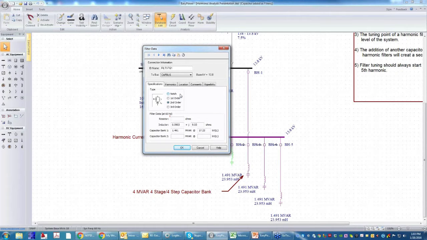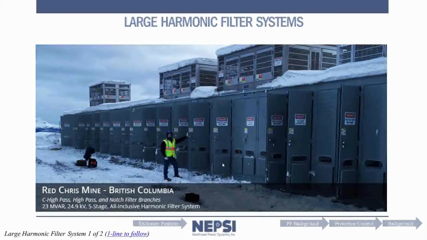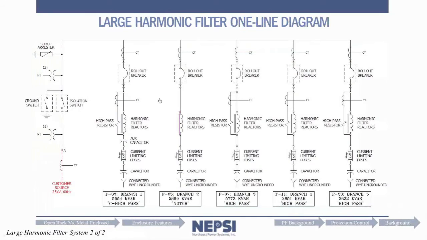So I'm going to just review quickly what those types of filters are all about, and then bounce back to EasyPower. So incidentally, this is a harmonic filter installed at a mine up in British Columbia. It's a 23 megavar, 5-stage harmonic filter system. And that's the type of equipment that Northeast Power Systems builds. So on the next slide is the one-line diagram of that harmonic filter system.